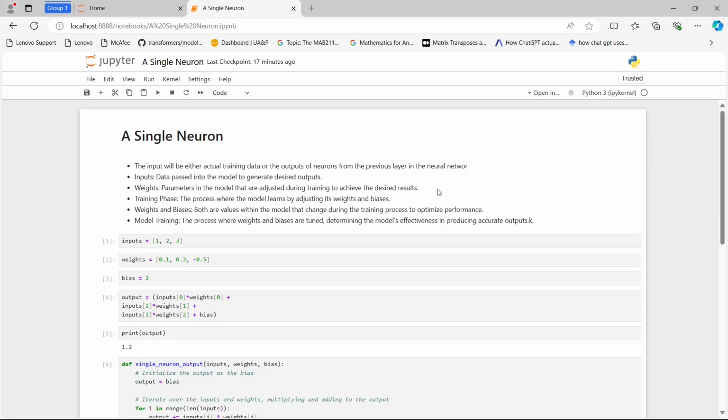The training phase is a process where the model learns by adjusting its weights and biases. This is what I've said. Weights and biases are values within the model that change during the training process to optimize performance. These are not part of the data, but stand independently of the data themselves because they can be adjusted during the training phase. Model training is the process where weights and biases are tuned, determining the model's effectiveness in producing accurate outputs.